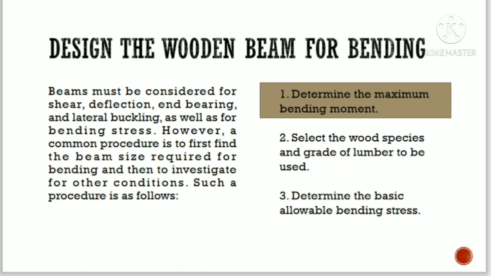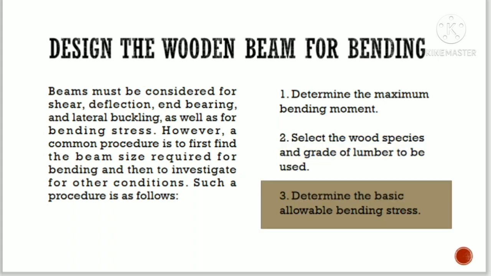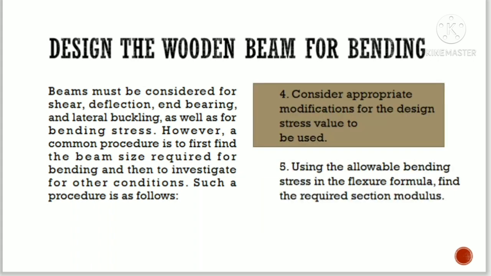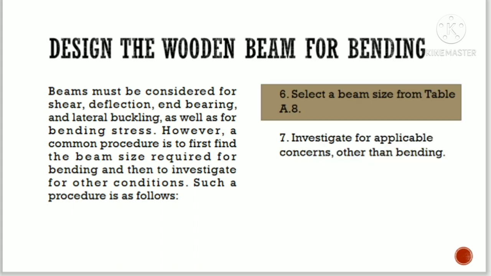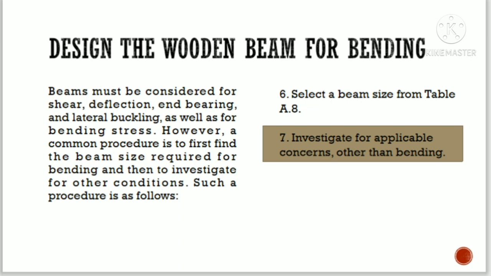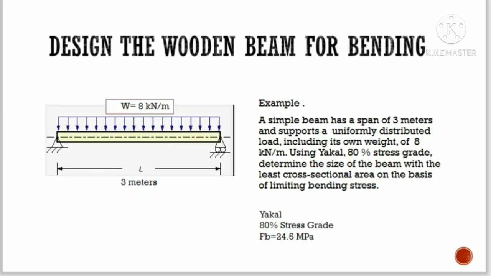First, we're going to determine the maximum bending moment. Second, select the wood species and grade of lumber to be used. Number 3, determine the basic allowable bending stress. Number 4, consider appropriate modifications for the design stress value to be used. Number 5, using the allowable bending stress in the flexural formula, find the required section modulus. Number 6, select a beam size from the table, and number 7 is we're going to investigate for applicable concerns other than bending.